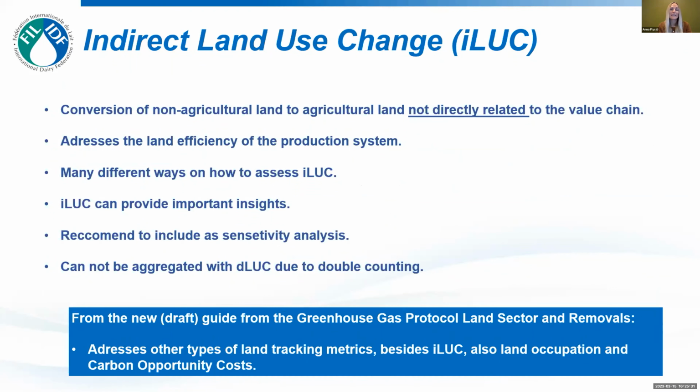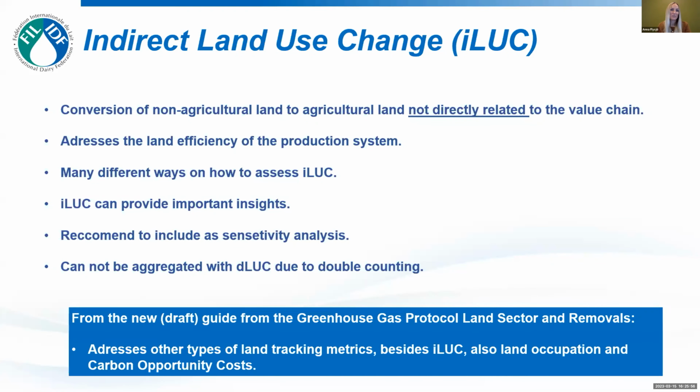And then the second one here is the indirect land use change. So the indirect land use change, that is conversion of non-agricultural land to agricultural land, not directly related to the value chain. And you can say that it typically addresses the land efficiency of the production system. And this is also maybe more used when you do a consequential LCA, what Jude was talking about earlier.